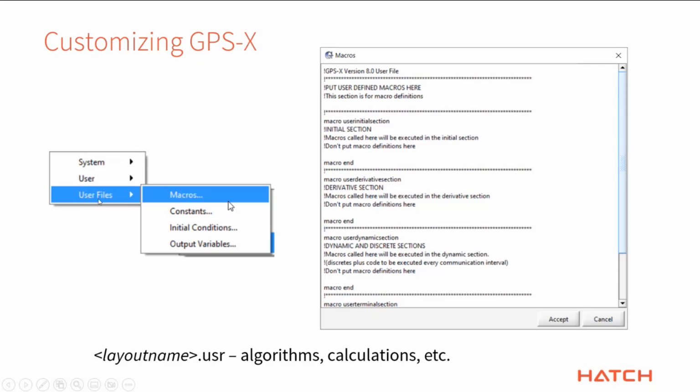Go to user files. This is the place where you will edit the content of these files. And when you come back later and look in the user section, that's where the new menus that you're creating will show up. So the macros is the section where the algorithm and the calculations go, and there are different sections here, and I'll cover that shortly, how to decide which part to put it in.